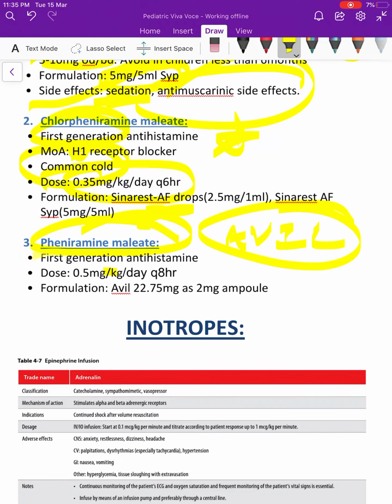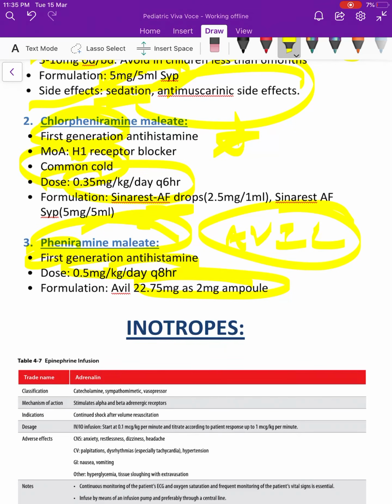This also is one of the first generation antihistamines. Dosage is 0.5 mg per kg per day, which can be used TID. What is the formulation that is available? 22.75 mg per 2 ml ampule.